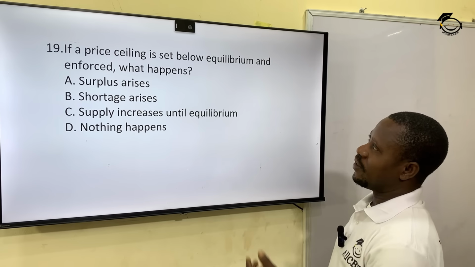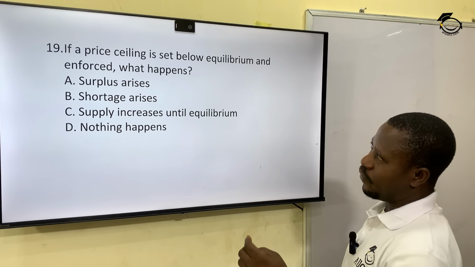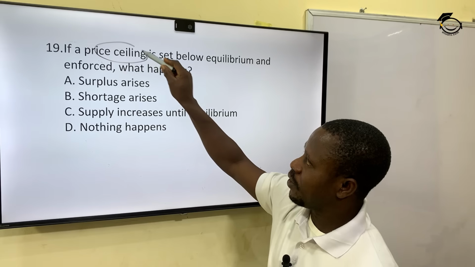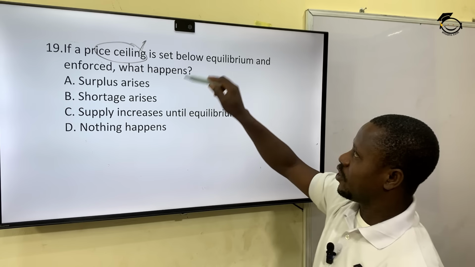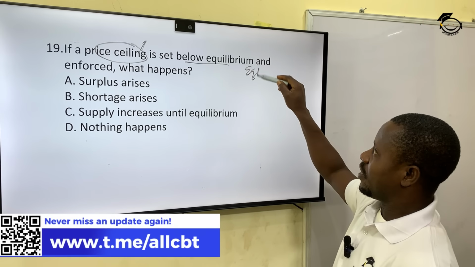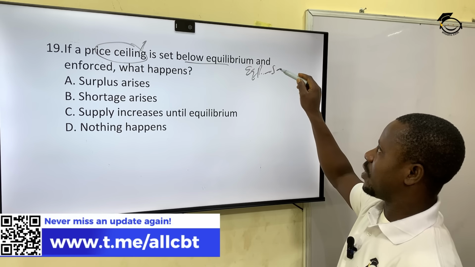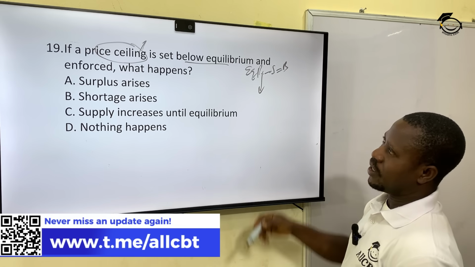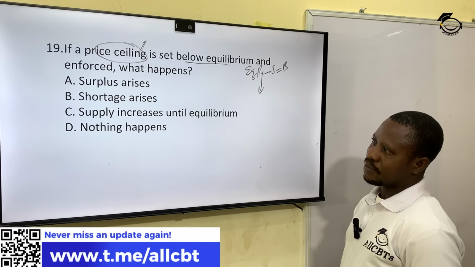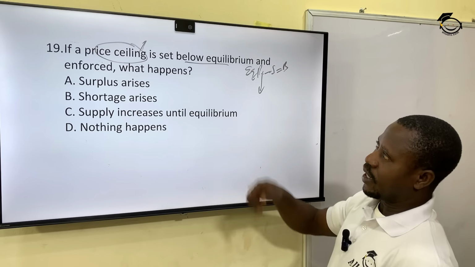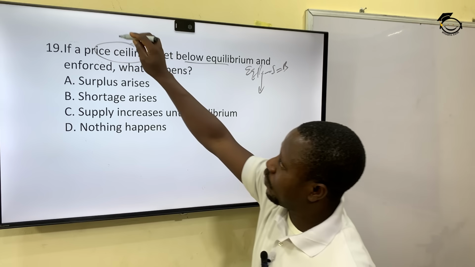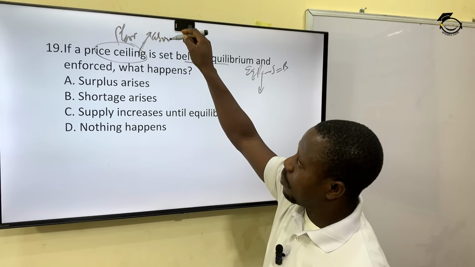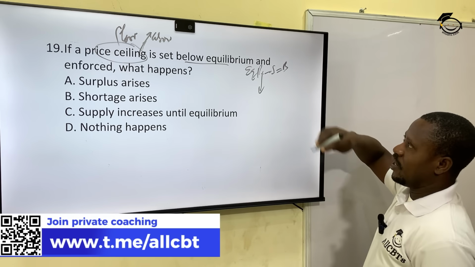If a price ceiling is set below equilibrium and enforced, what happens? I think we have done a question like this before. When you see the price, that is the maximum price, is below equilibrium. Remember what I said earlier? The equilibrium price is the price where the seller is ready to sell and the buyer is ready to what? To buy. Okay, when you now set it below that equilibrium price, or the ceiling is up. Remember, we have done the one I talk about floor. Floor is below, where ceiling is above the equilibrium price. All right, what do you think will happen?